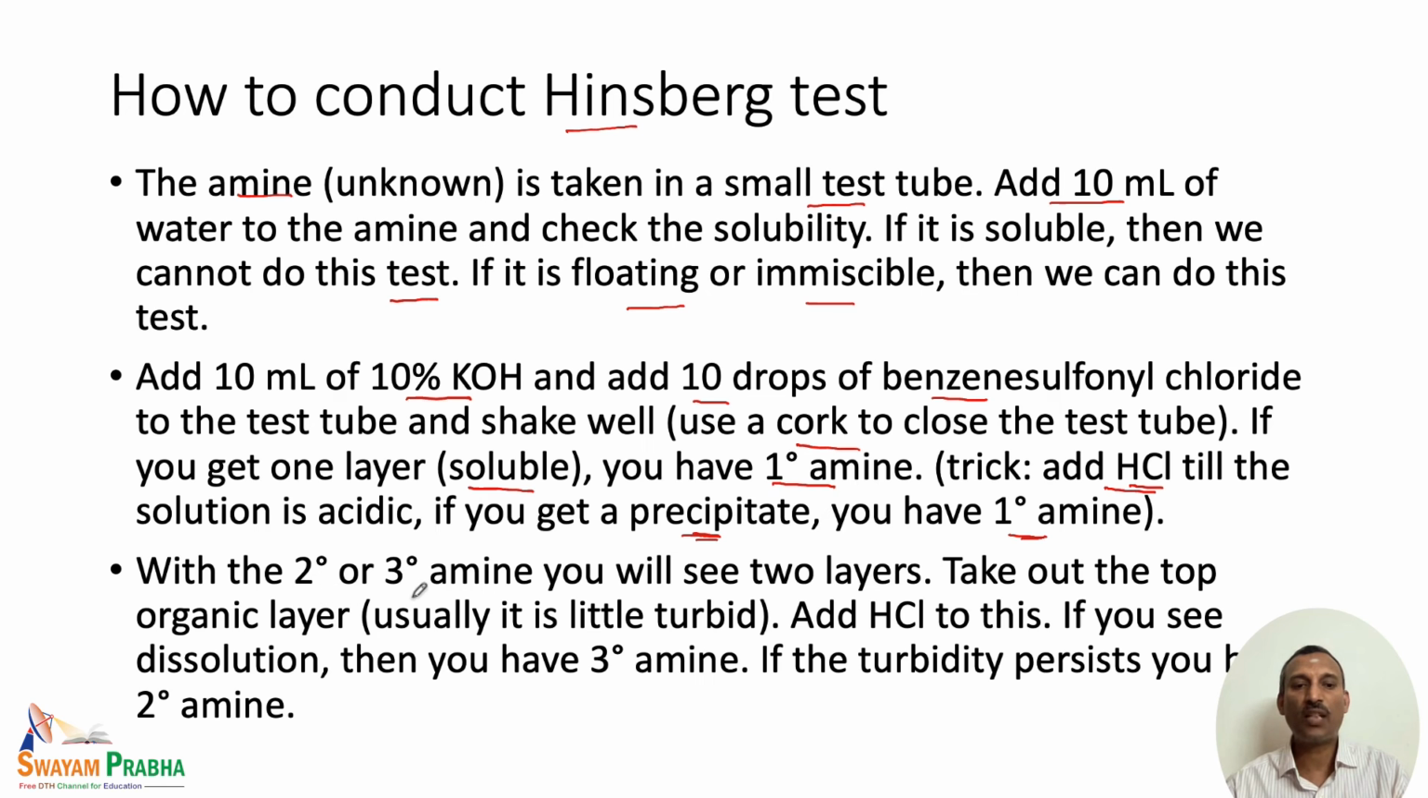And if we have either a secondary or tertiary amine, we will see two layers. What we need to do is take out the top layer, which is generally the organic layer, and of course it is going to be a little bit turbid in nature. Once we take out that organic layer, we add HCl to it. If that turbid top layer becomes clear after adding HCl, then that is a tertiary amine. But if the turbidity does not change even after adding HCl, then we have the secondary amine. So, this way we can identify whether a primary, secondary or tertiary amine is given to us in the test.